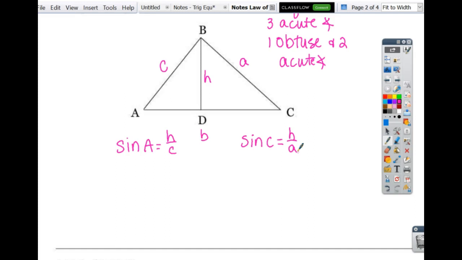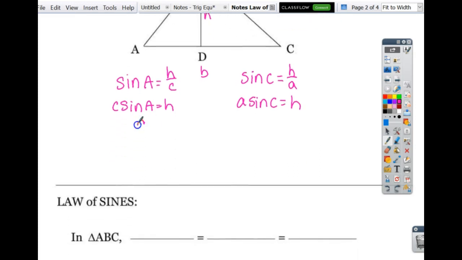Now, if I solve for h on both sides, how do I get the h by itself here? Okay, so then I get c times sine of A equals h, correct? And how do I solve for h on this side? So I have this. So now they're equal, and I can set them equal to each other. It's basically the same thing. It basically is.